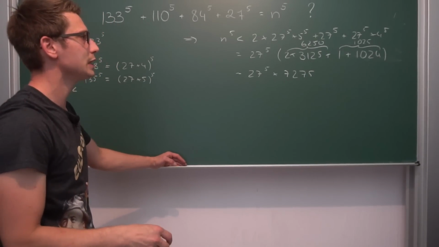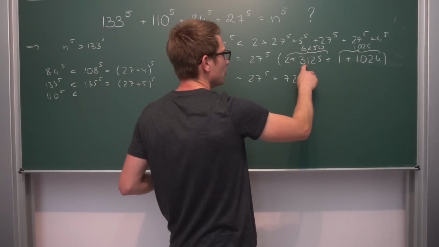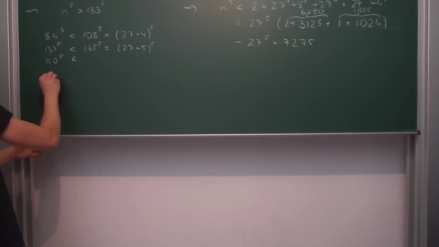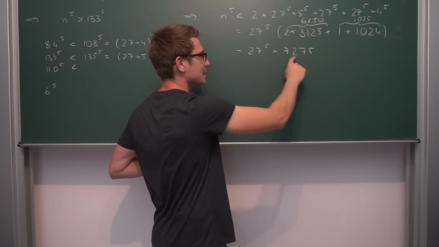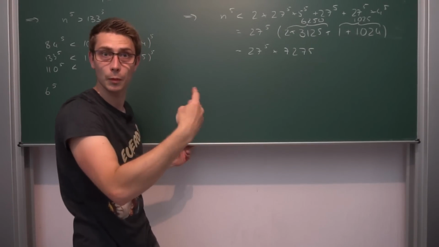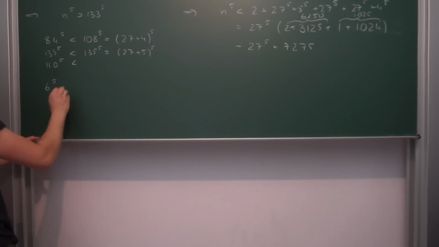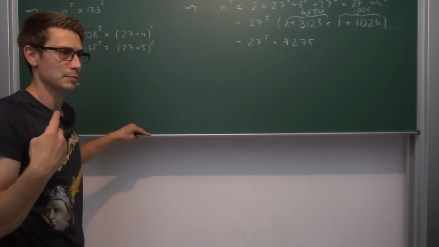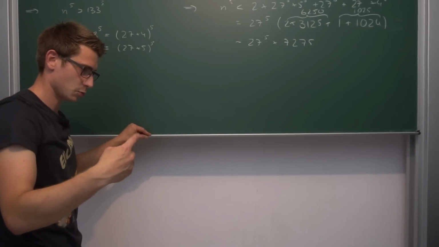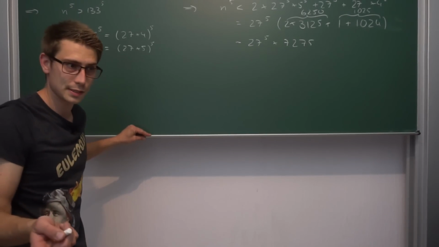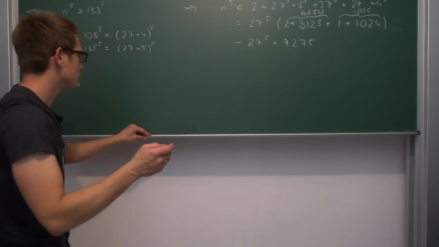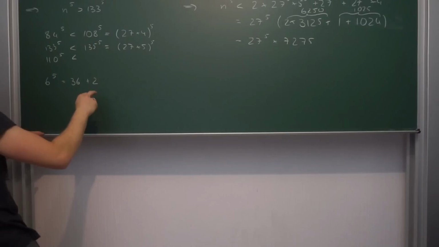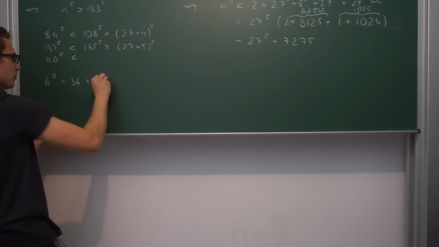But we know something which was really close. 5 to the 5th power was 3,125. Why not try it out with 6? So what is 6 to the 5th power? Maybe we can bound this 7,275 from above once again by 6 to the 5th power. Now 6 to the 5th power is 6 times 6, which is 36, times 36 times 6. 36 times 6 is the same as 180 plus 36, which is going to be 200, plus 16, so 216, if I'm not mistaken.